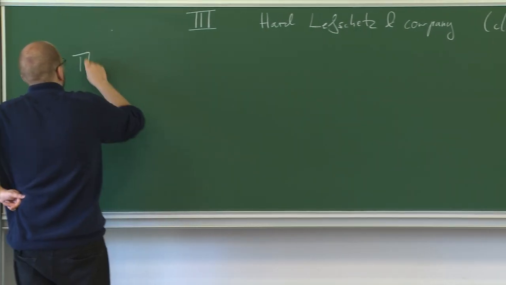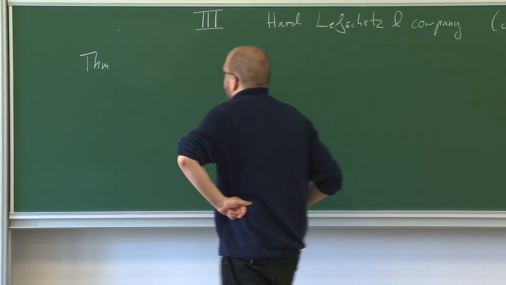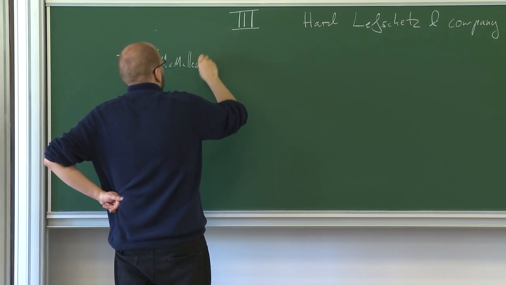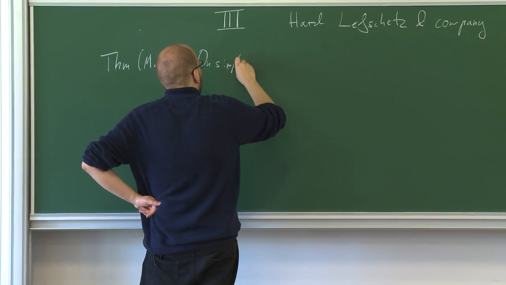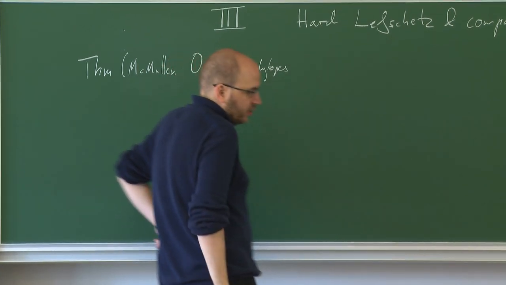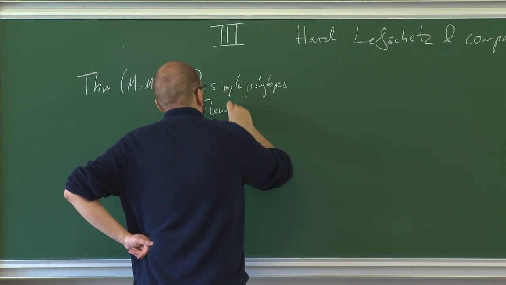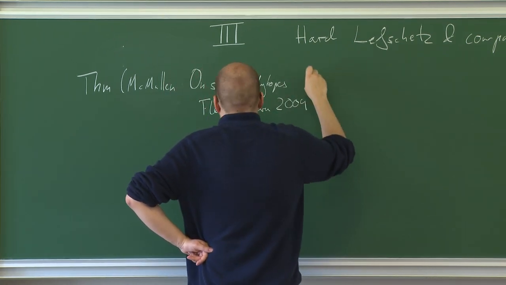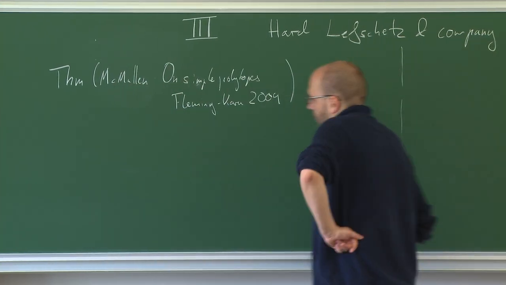Let me repeat first the version that is kind of classical or semi-classical. This goes back to McMullen. The paper is on simple polytopes. Although the language we stated it in and prove it in follows a paper by Fleming and Karu from 2009.